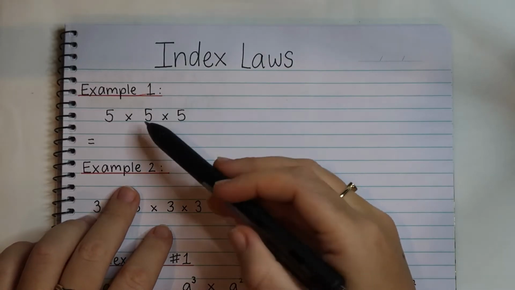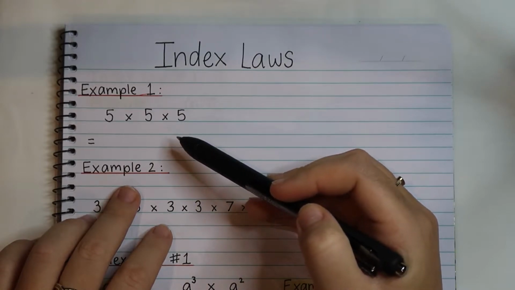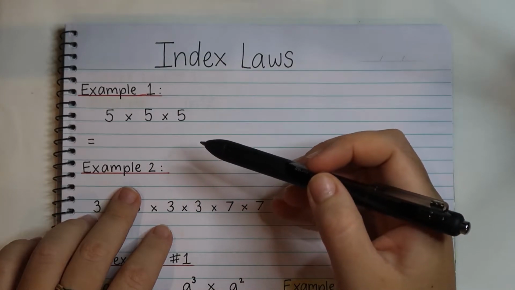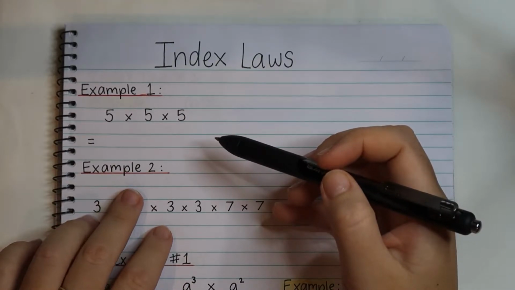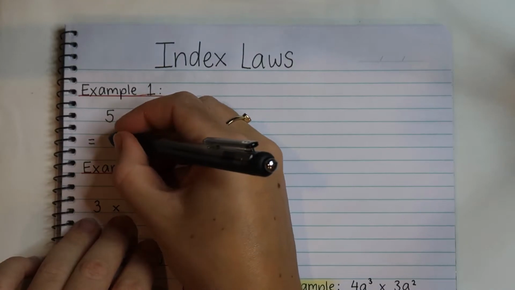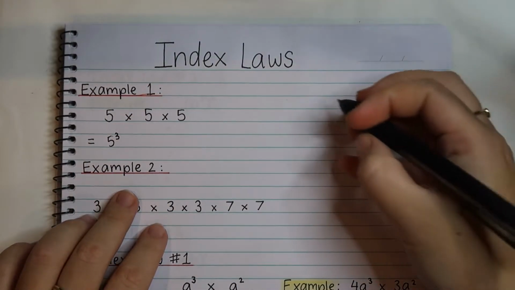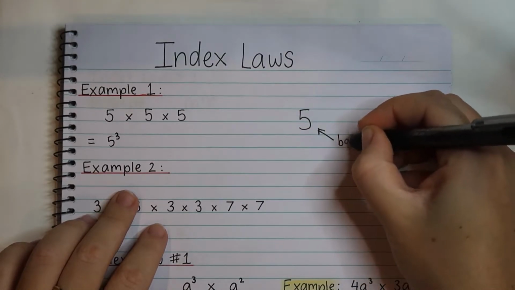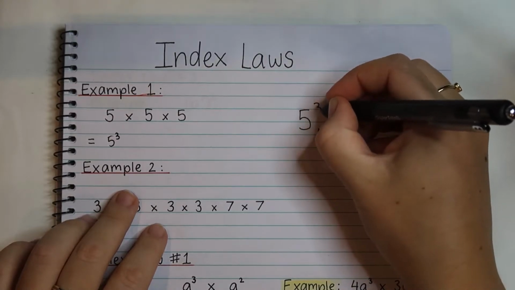Here we have taken the number 5 and multiplied it by itself 3 times. As you can imagine, this can become quite a long process, so we can use index notation to display it clearly and quickly. To write this example in index notation, it becomes 5 to the power of 3. The base is the number that is being multiplied, which is 5. So that's the base. And the index is the number of times it is being multiplied, which in this case is 3.